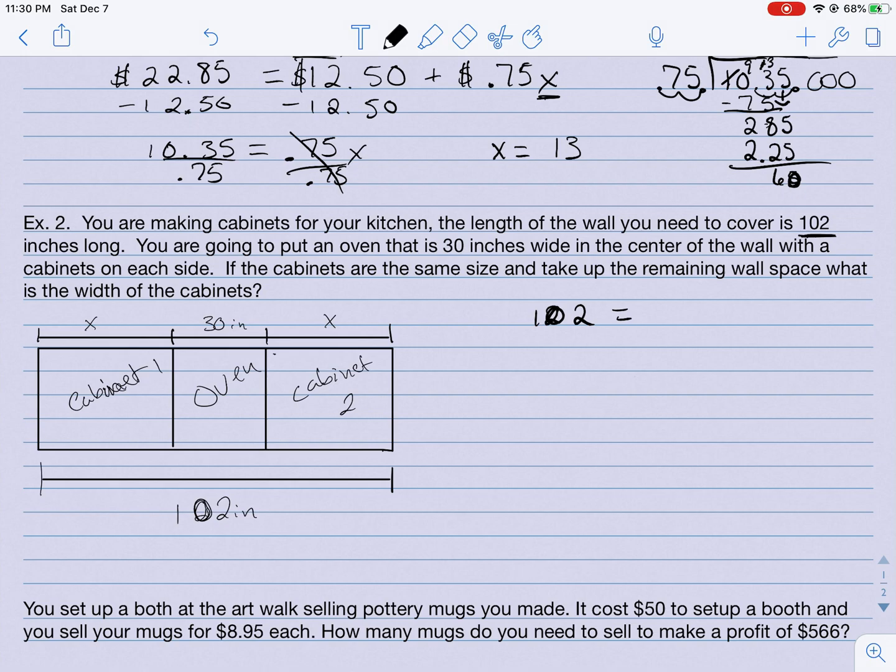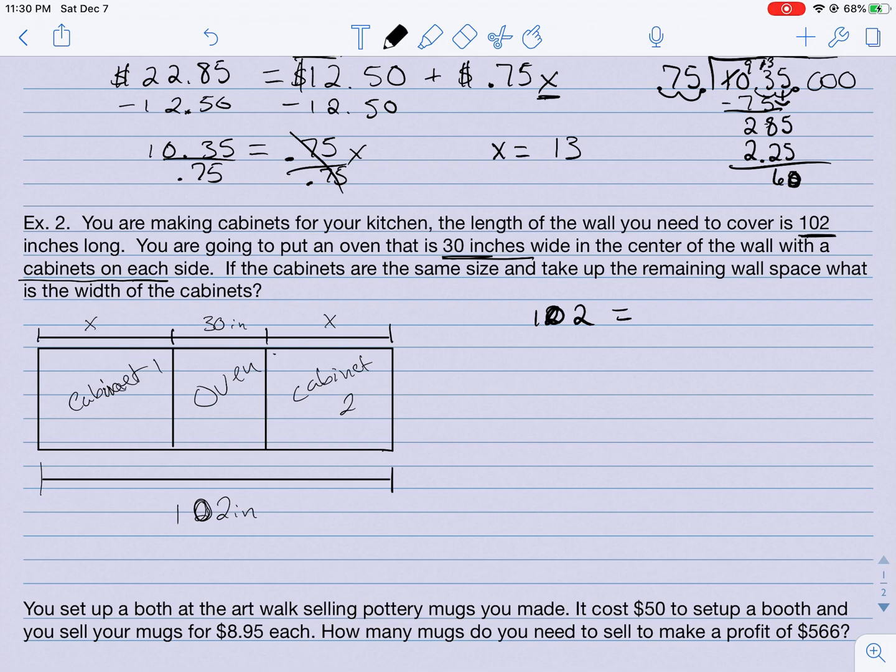It says you are going to put an oven that is 30 inches wide in the center of the wall with a cabinet on each side. So then there's going to be a cabinet on each side. Okay, if the cabinets are the same size and take up the remaining wall space, what is the width of the cabinets? Okay, so here I drew a picture that just kind of helps me think of how to set this up.